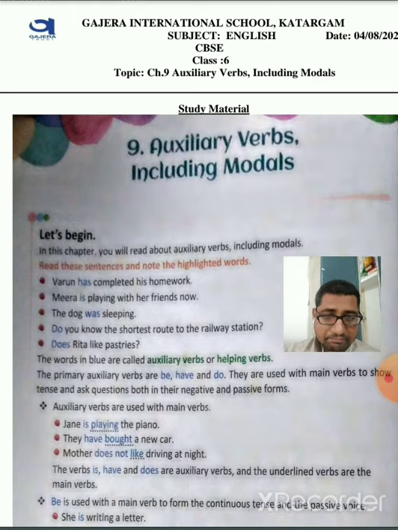These auxiliary verbs are also known as helping verbs. They help the verbs in a statement to make the statement meaningful. And one more use of them is that they are used to show tense and ask questions both in negative and passive forms. Passive is a new topic to you, and this is chapter number 15. So after learning all the tenses, we will learn that chapter, so don't worry about it right now.